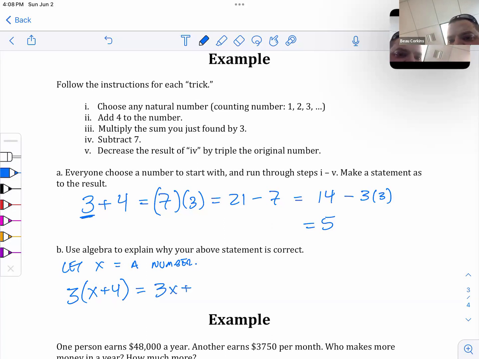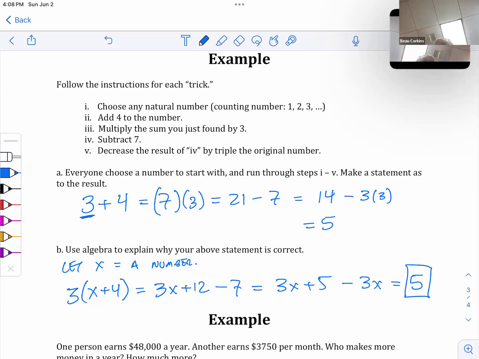That becomes 3x plus 12. Subtract 7. And then the last step, decrease the result by triple the original number. That means minus 3x. And oh, look. So no matter what number you put in there, you always get 5 out of it. So very, very interesting little trick.